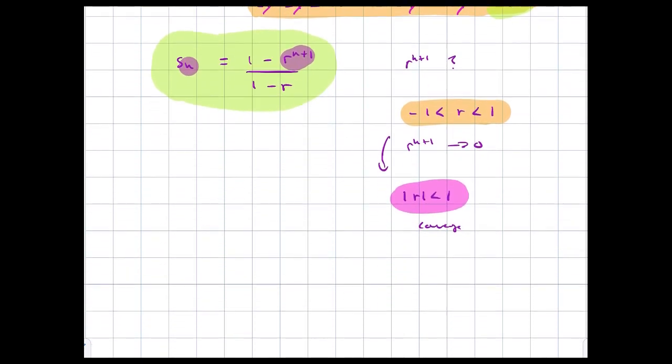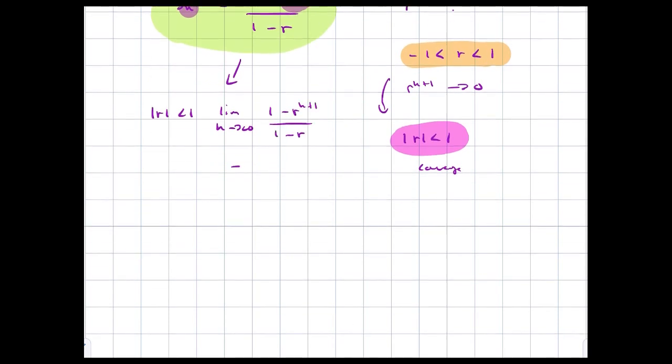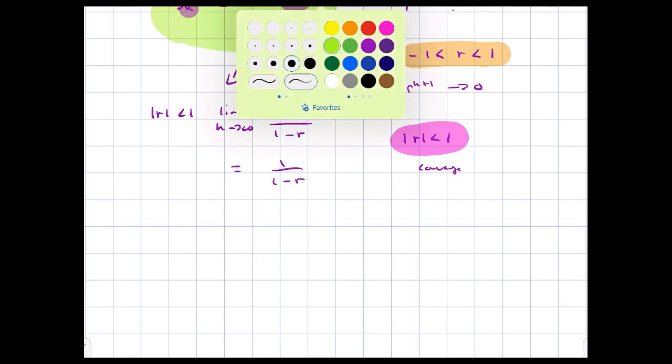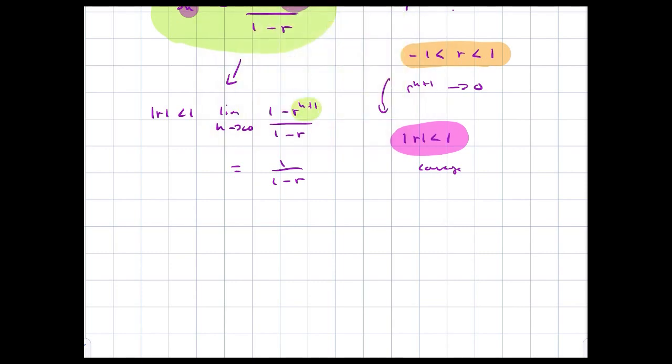And the last thing is we can figure out what the limit is. If absolute value of r is less than 1, then the limit as n goes to infinity of 1 minus r to the n plus 1 over 1 minus r is just going to be 1 over 1 minus r. And that's because the r to the n plus 1 term goes to 0. This goes to 0, and we get a finite limit.